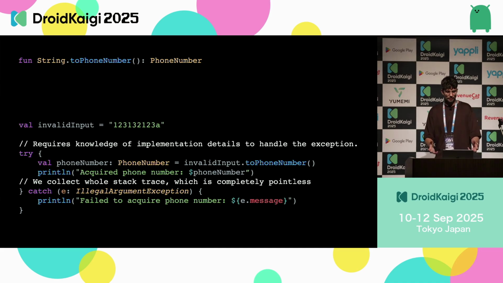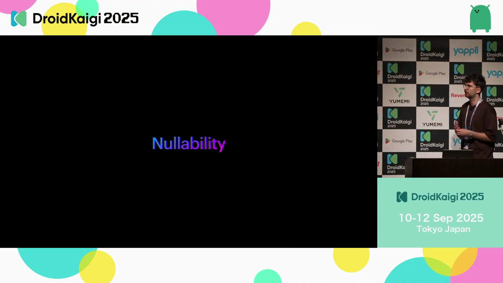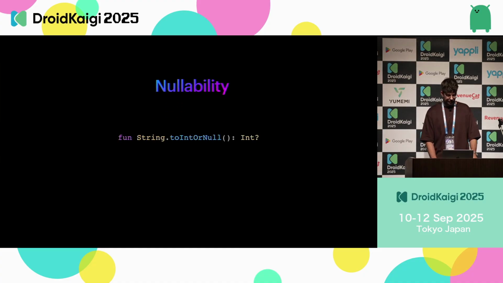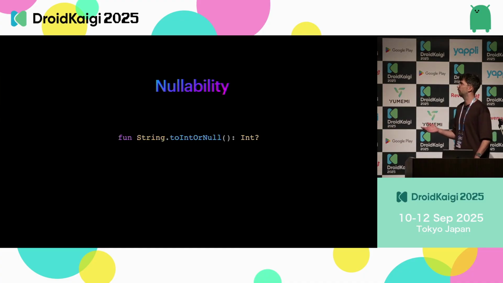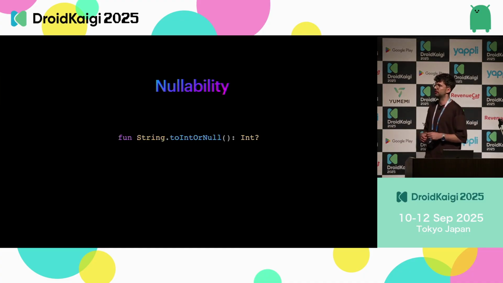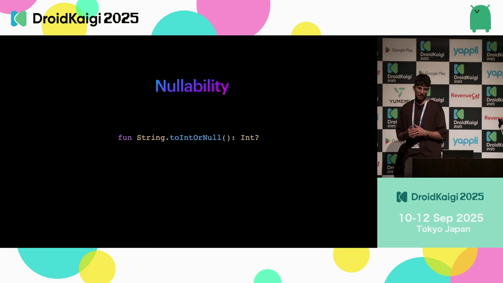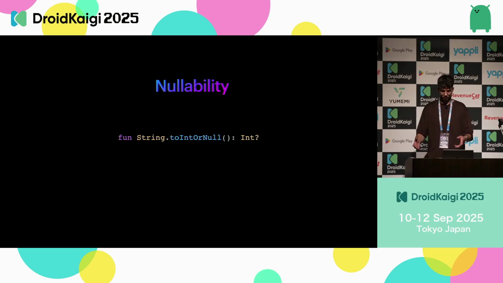So if there are problems with using exceptions for that, what else can we use? We can take a little bit of inspiration from the Kotlin standard library, and we can use nullability. I'm sure that you saw that kind of function. For example, we have a function to convert a string into an integer, and in the standard library of Kotlin, we have a variation of this function called toIntOrNull, and it returns a nullable value. So we can apply that to our example.